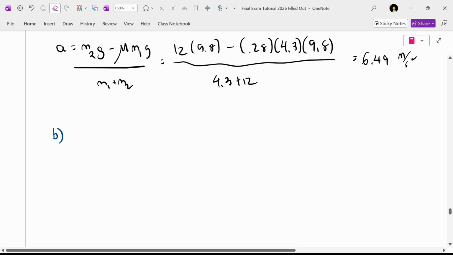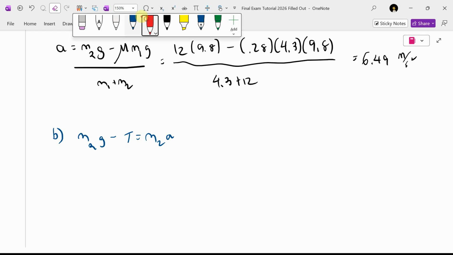Yeah, less cluttered. Which way is M2 accelerating? Which way is the winning direction? Same answer. Who's winning? M2G minus tension equals M2A. That's the equation just for that mass. What's right in front of the T that I don't like? I'll swap you dance.